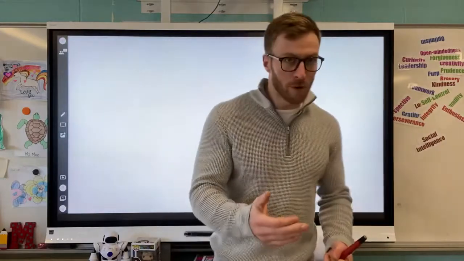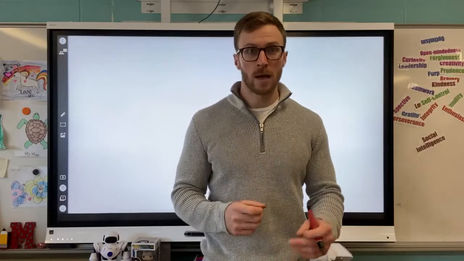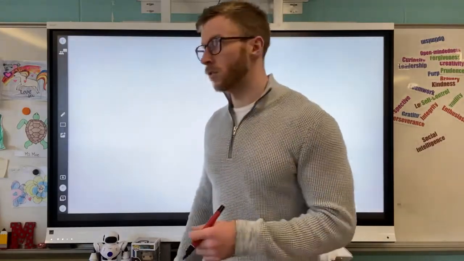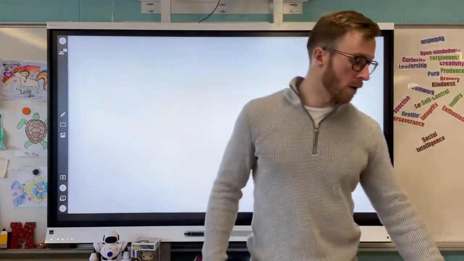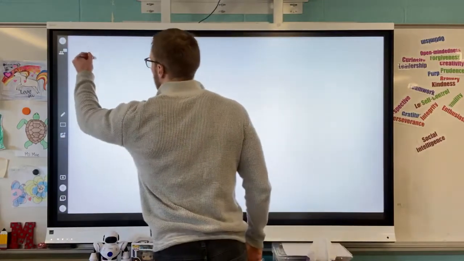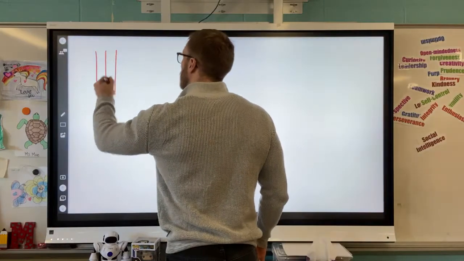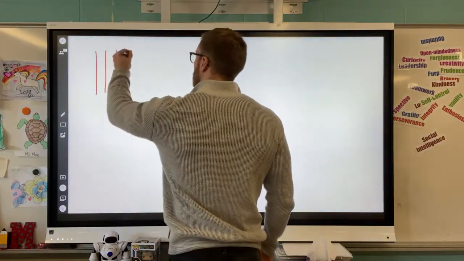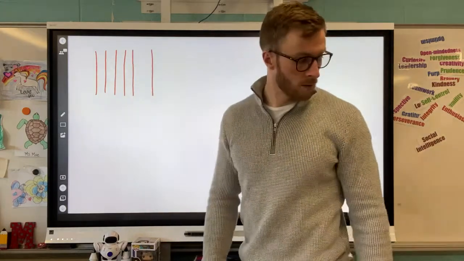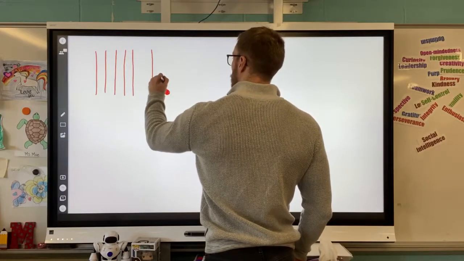So right now, I'm going to draw a number on the board with our quick 10 drawings. And I want you guys to think about what that number is. Then we're going to put it into our place value chart. So we have 1 10, 2 10s, 3 10s, 4 10s, 5 10s, 6 10s, and then 2 1s.